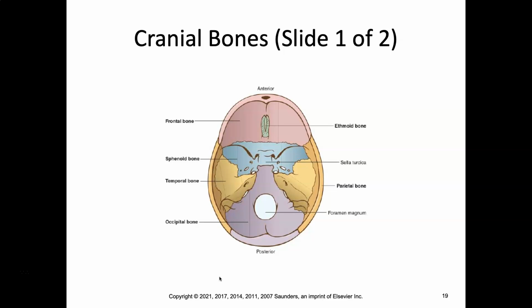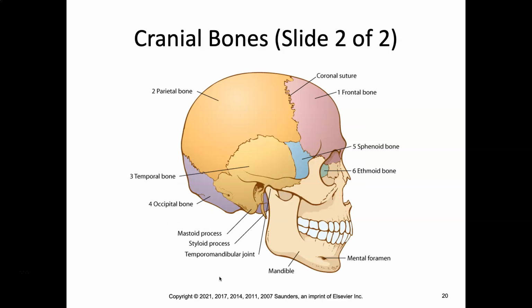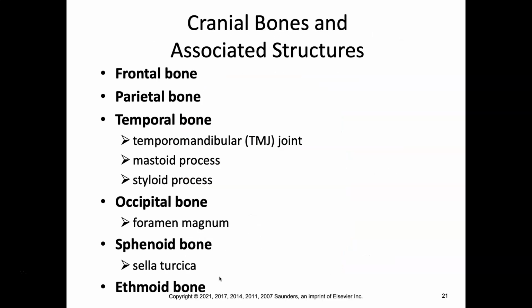All right, so that gives you a chance to look at those bones. You have multiple bones that make up your skull. And this is a picture of that. And here now is from the side. And you can see all those bones again. And this just goes through and lists those: the frontal bone, parietal, temporal, occipital, sphenoid, ethmoid.